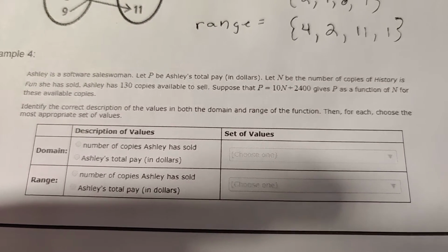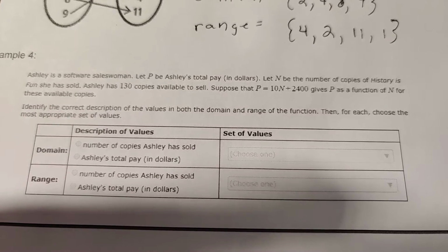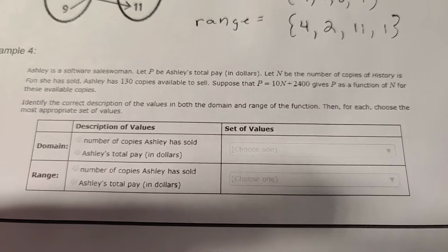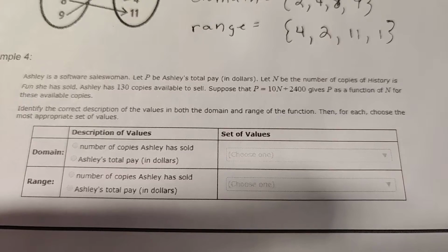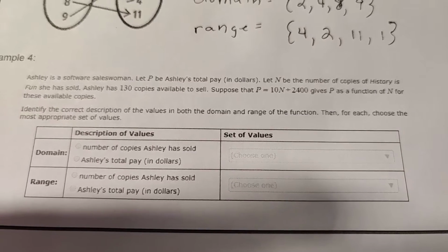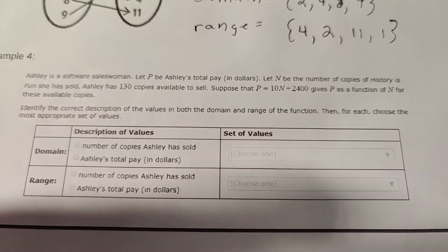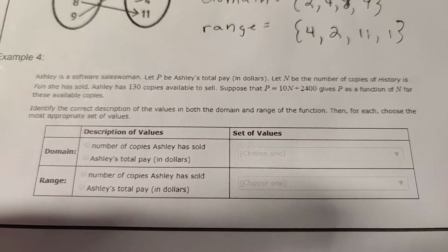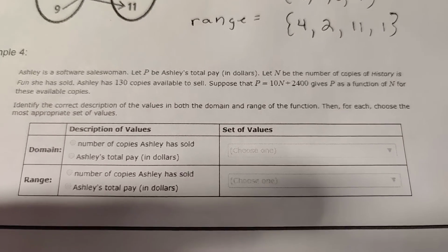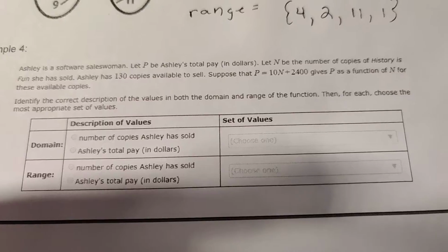Okay, so it says Ashley is a software saleswoman. Let P be Ashley's total pay in dollars. Let N be the number of copies of History is Fun that she has sold. Ashley has 130 copies available to sell. Suppose that P equals 10N plus 2400. Let's write that down off to the side.